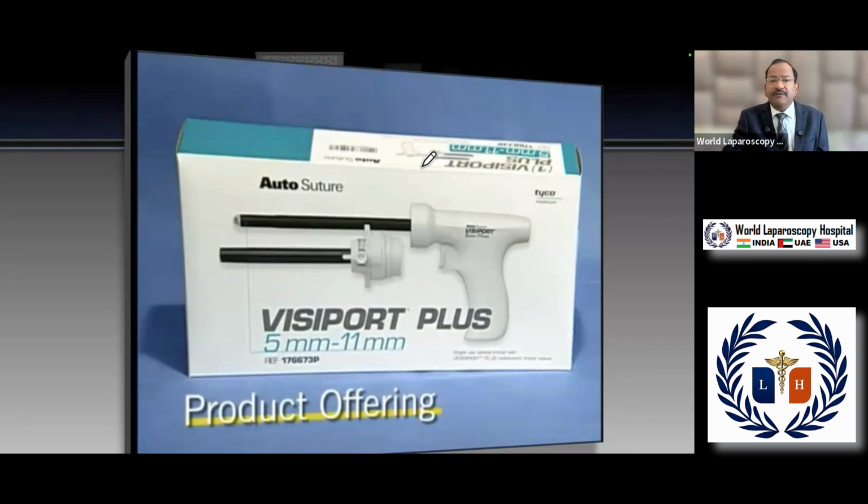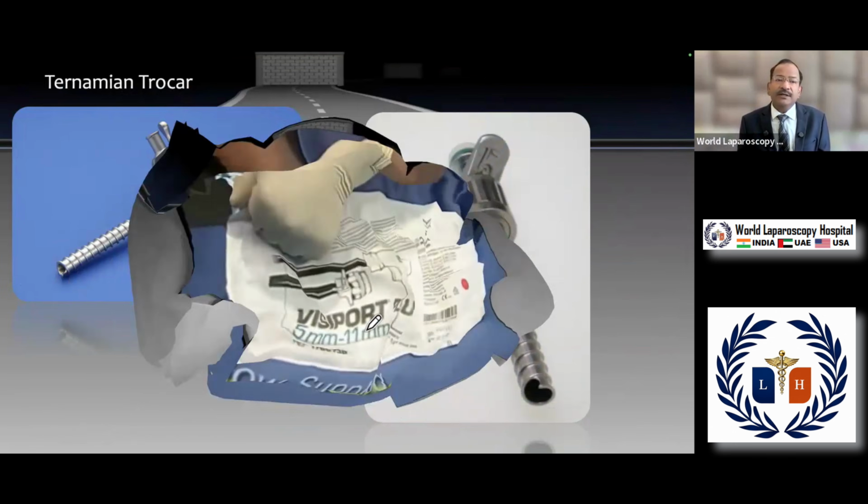So, the bubble will give you the Visiport to have a look. Visiport, have a look, and you can see that. So, these are the optical ports you can use.